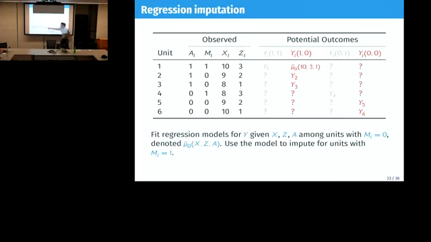It's like y on x, z, and a among just the m equals 0 units, and you can also do it among just the a equals. Yeah, so I think in practice, what you end up doing is you run 4 separate regression models, one for each level of the different A and M combinations.